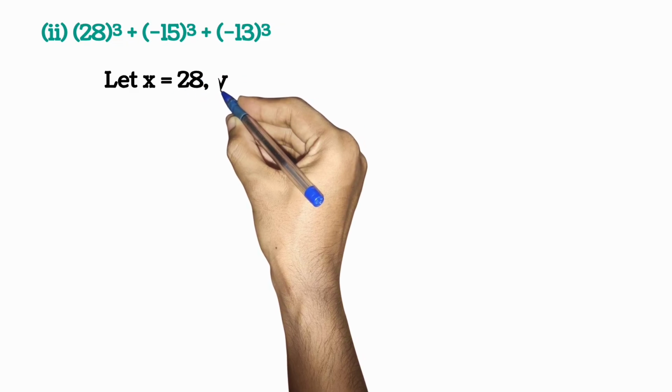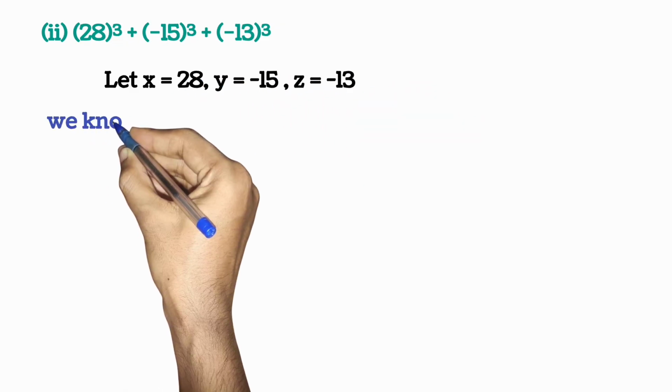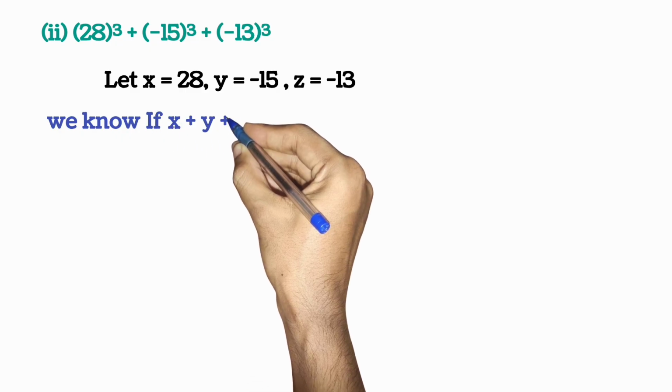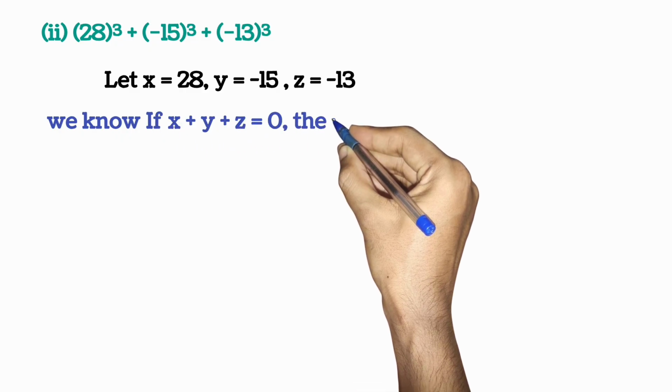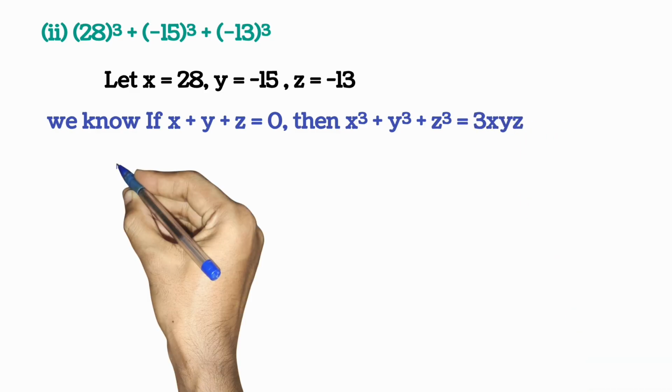Let x equal 28, y equal minus 15 and z equal minus 13. We know if x plus y plus z equals 0, then x cube plus y cube plus z cube is equal to 3xyz.